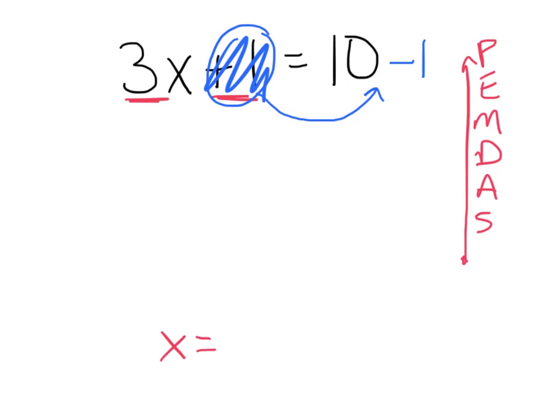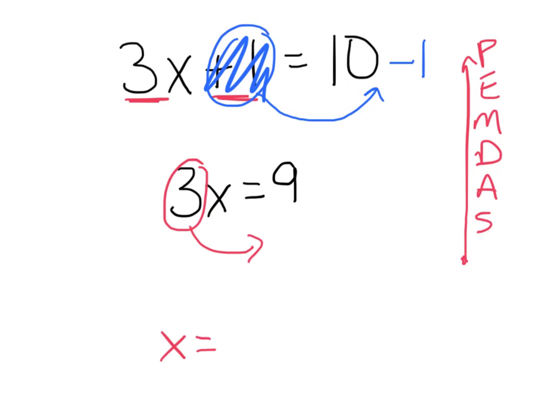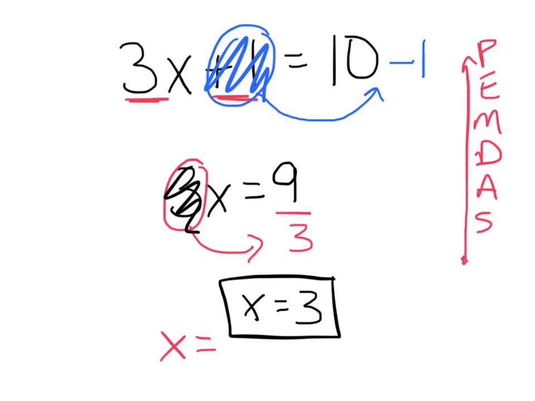What am I left over with? I have 3x equals 10 minus 1. 10 minus 1 is 9. Well, from here, it's a one-step equation. Most of you have already seen the answer in your head. I take my multiply by 3, that goes to the other side, and it becomes divide by 3. 9 divided by 3 is 3, and I have x alone on the other side. X equals 3 is my answer.